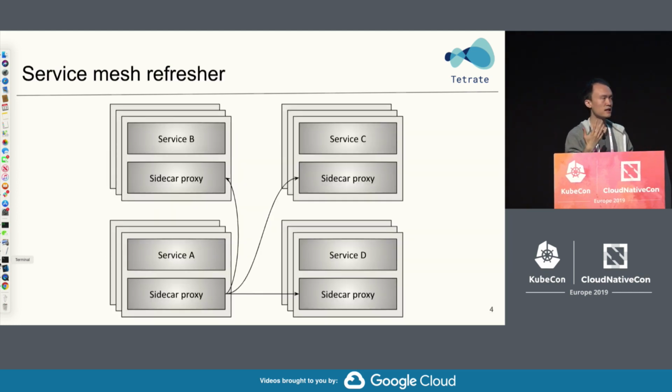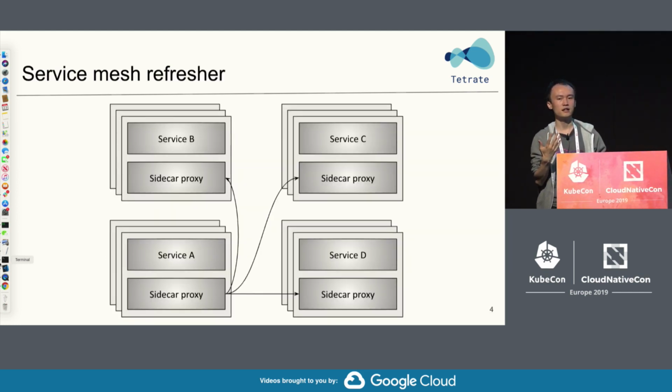So this is the deployment model, like in the service mesh. You deploy the sidecar proxy for each service, and the services communicate with each other through the service proxy, which is Envoy. So I will go quickly through this.